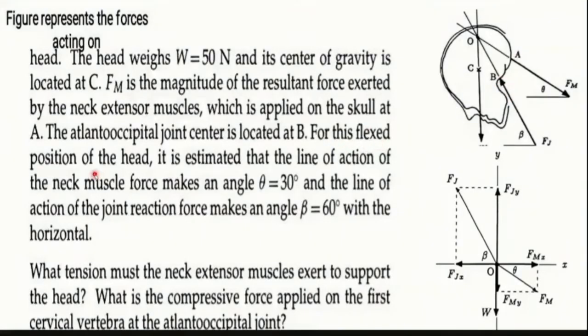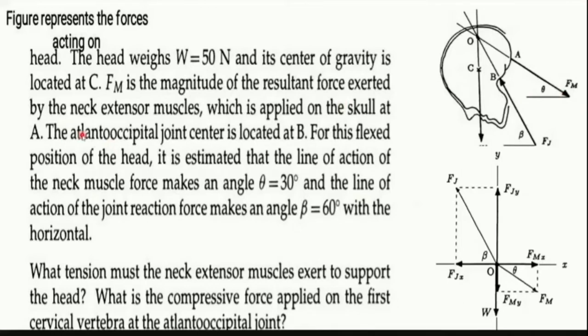For this flexed position of the head, it is estimated that the line of action of the neck muscle force makes an angle theta equal to 30 degrees and the line of action of the joint reaction force makes an angle beta equal to 60 degrees with the horizontal. So first we derive the equations, next we go to the numericals.